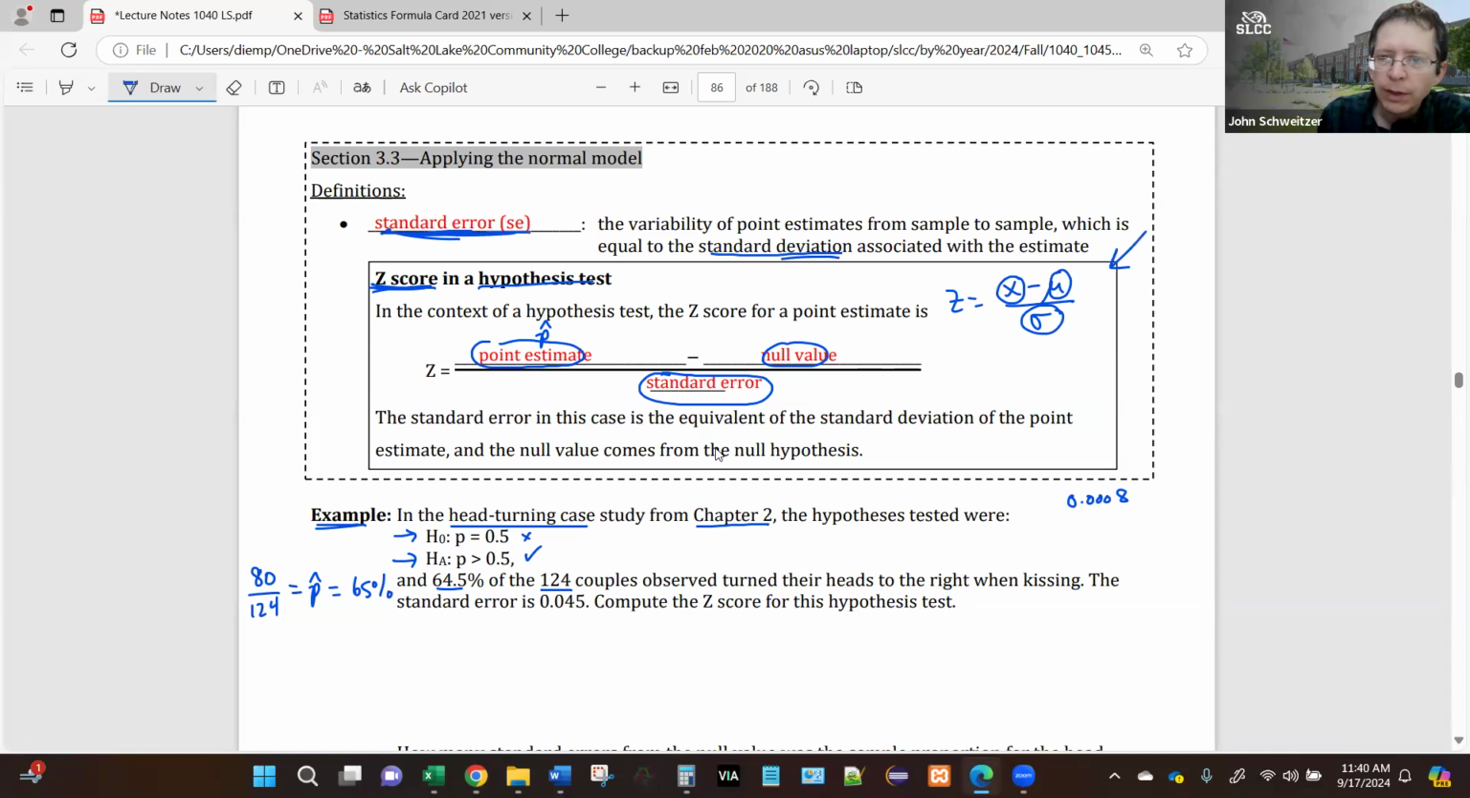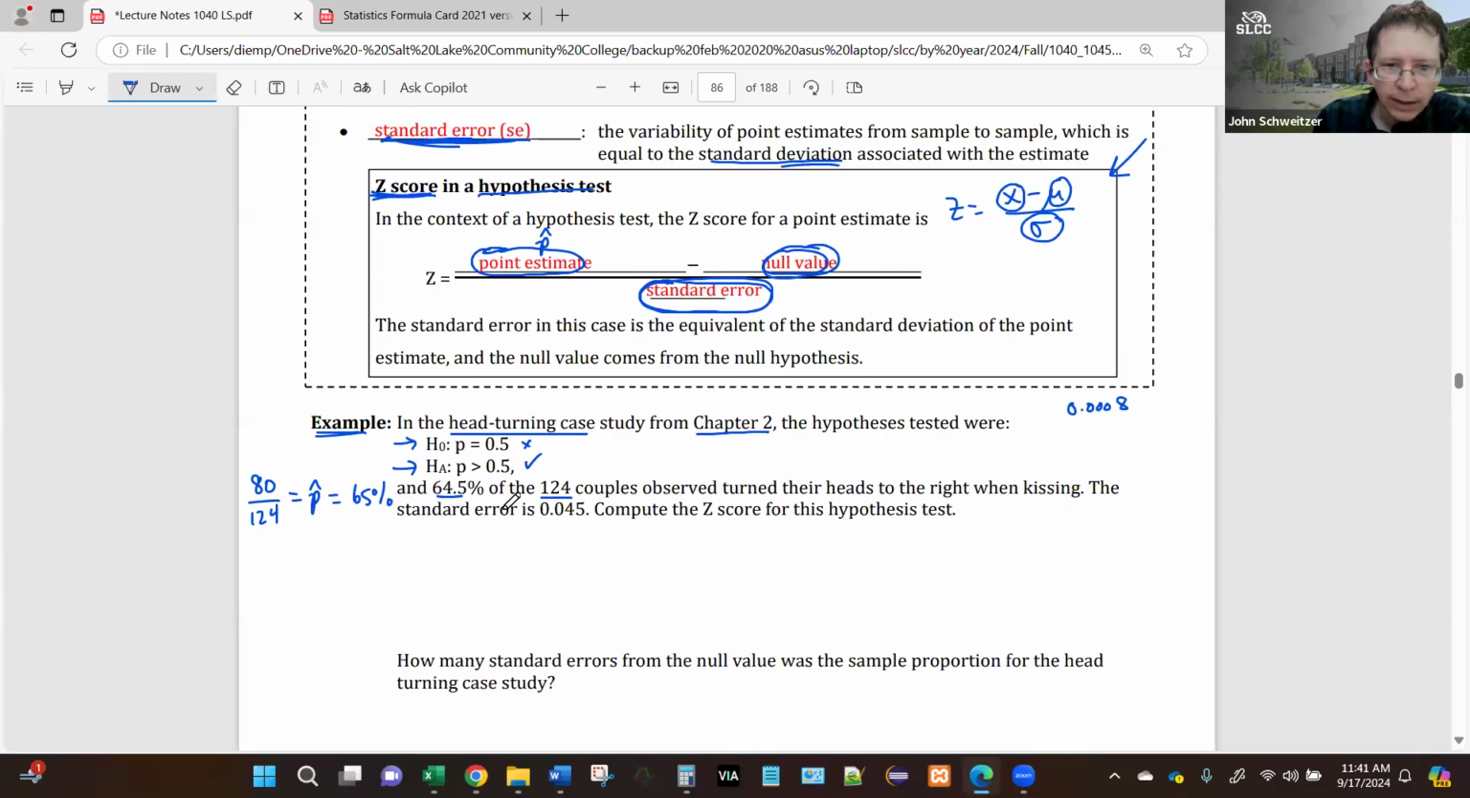It's the same formula, it just looks a little bit different. Instead of x, we have p hat, the point estimate. Instead of mu, we have the null value. And instead of calling it the standard deviation, we call it the standard error. But it still is very much a z-score. So let's use the z-score to find the p-value for the head-turning case study. Okay, so we're going to use the formula above. So we have the point estimate minus the null value divided by the standard error.